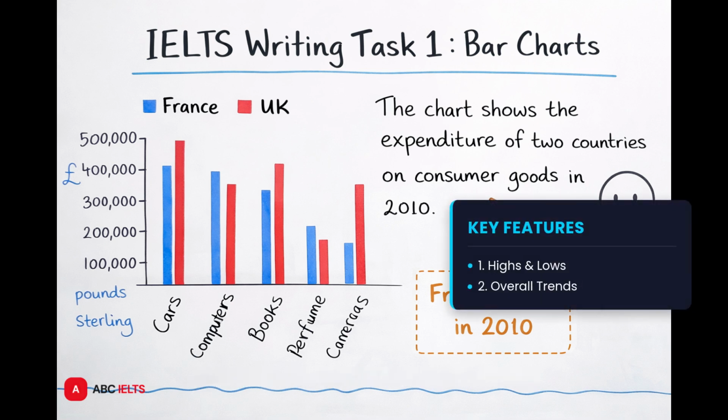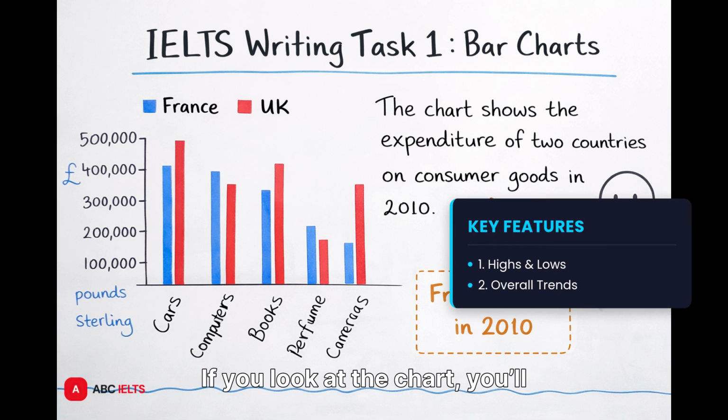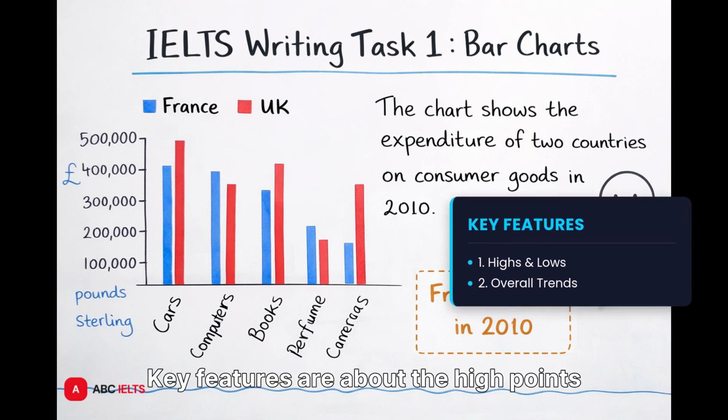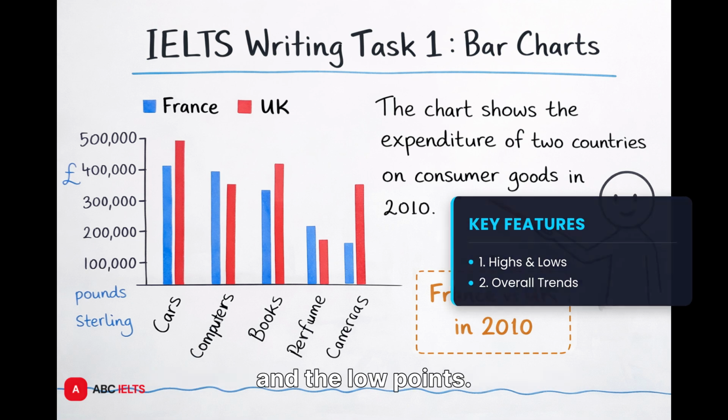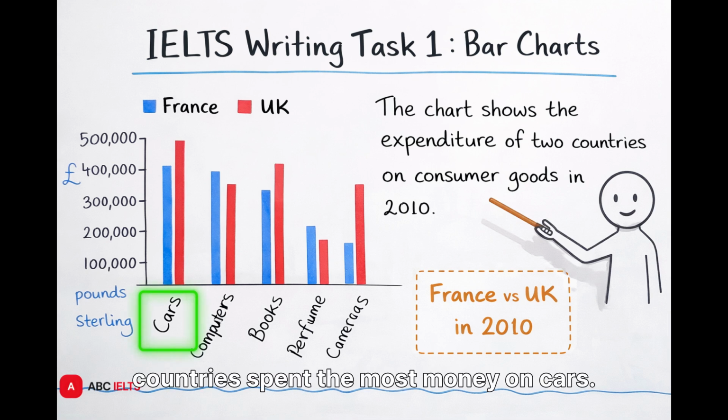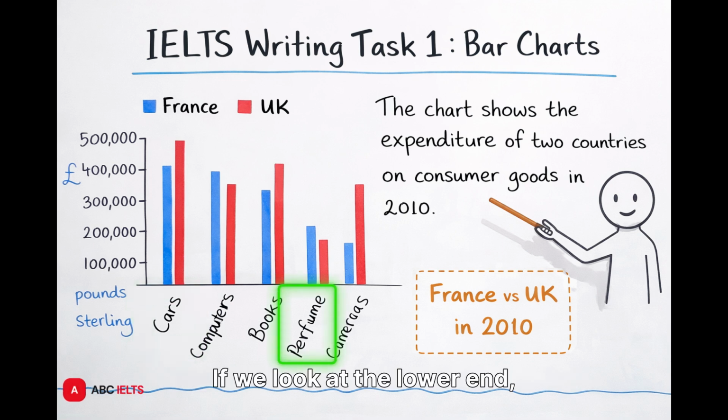Before I show you how to write your overview, let's look at the key features. If you look at the chart, you'll see that in red is the UK and in blue is France. Key features are about the high points and the low points. For the UK, we can see that most of the spending was on cars. For France, it's the same. Both countries spent the most money on cars. If we look at the lower end, for the UK, the least amount of money was spent on perfume, and for France, it was cameras.